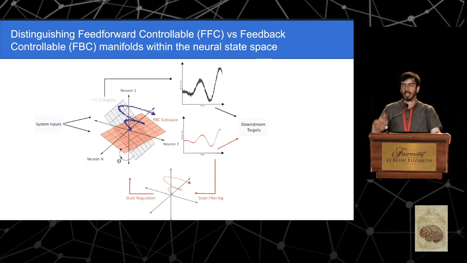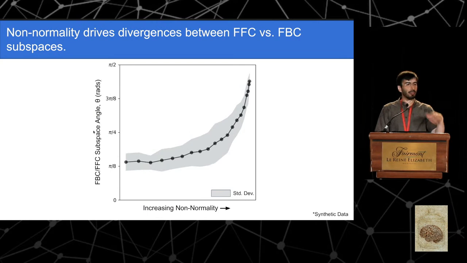So the first question one can ask is, when is this going to be true? To answer this question, we go back to this idea of non-normality. So we simulated large numbers of synthetic linear dynamical systems in which we can measure the average angle between feed-forward and feedback controllability as a function of some scalar measure of the non-normality of the underlying dynamics matrix. And what you can see is that when the system is close to normal, these subspace angles are very small, whereas as you increase the non-normality, these subspace angles go to pi over 2, which indicates that in a very non-normal system, the dynamics that are most feed-forward or open-loop controllable are going to lie in a space that is orthogonal to the dynamics that are most feedback controllable.